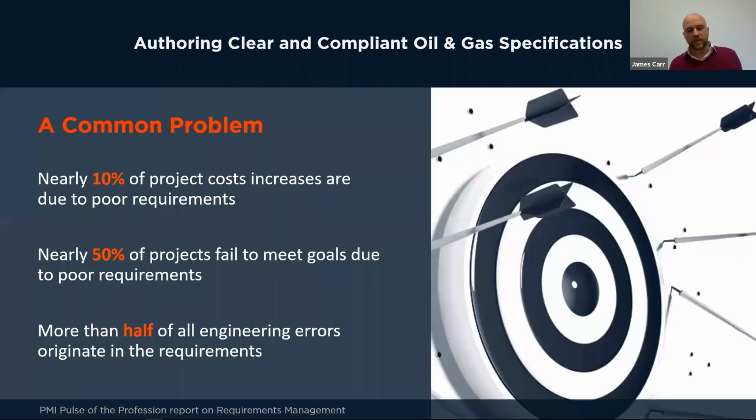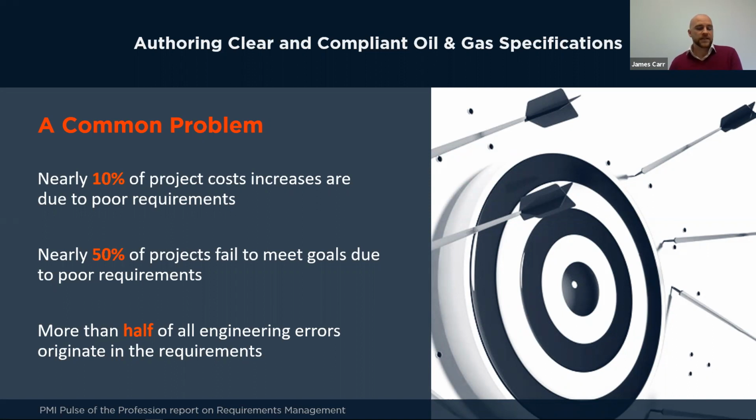So if we bring that back around, this is actually a really common problem. This part of it isn't something that's unique to oil and gas, but the risks are higher in oil and gas. So it's a very common problem. Nearly 10% of all project cost increases are due to poor requirements. Nearly 50% of projects fail to meet their goal due to poor requirements. And this is the big one. More than half of all engineering errors actually originate in the requirements.